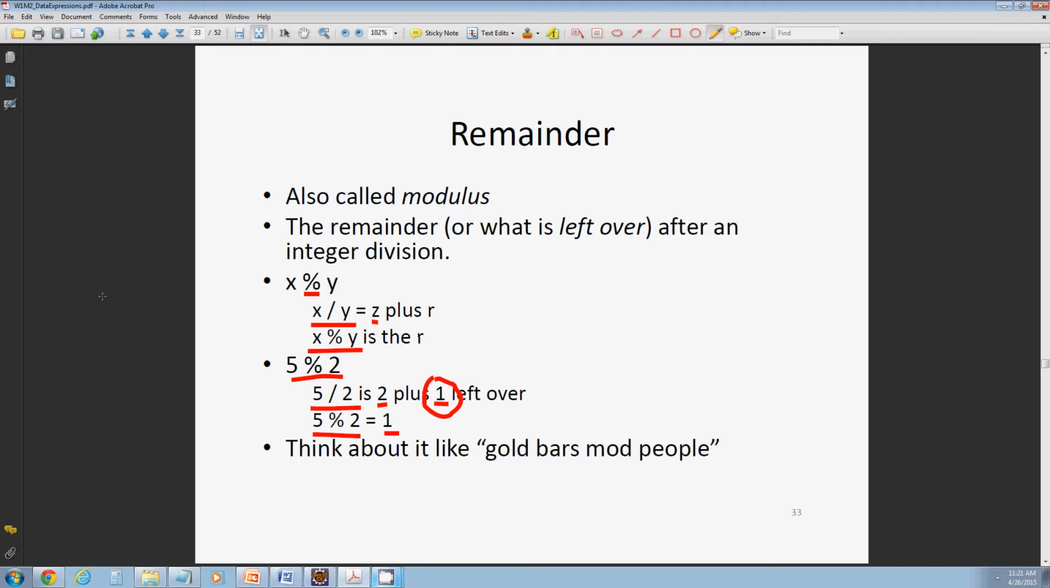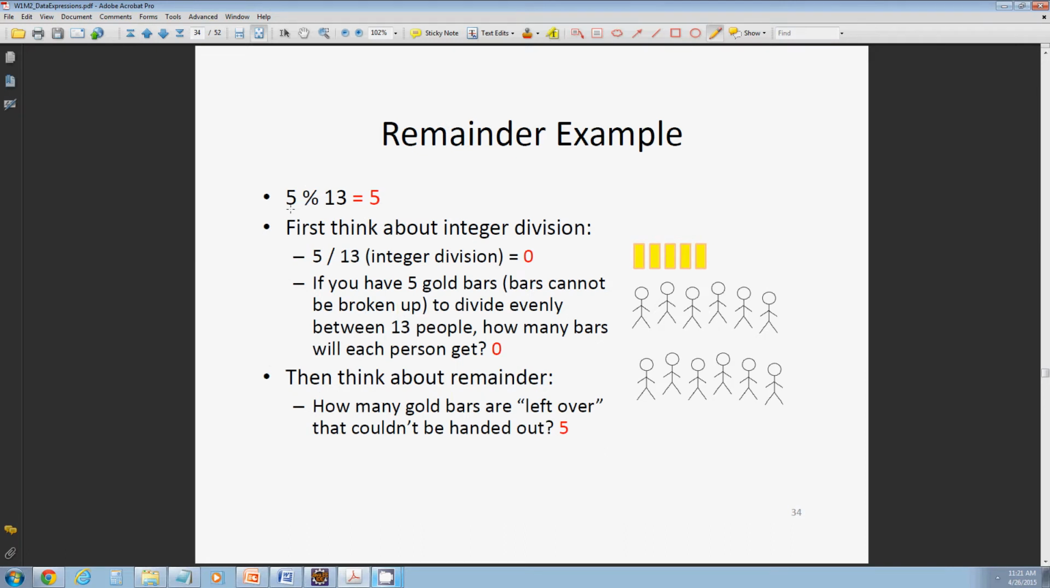The way I often like to think about this is gold bars mod people. So let me show you what I mean by that. Say you have the expression 5 modulus 13. Think about this as there are 5 gold bars and 13 people. So the first thing you think about is integer division, meaning if we have 5 gold bars, and you can think about gold bars can't be broken up, right? You can't break a gold bar in half. So you either have to give out a whole bar or give out no bar at all.